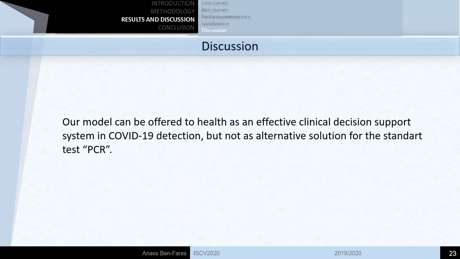So, our model can be offered to the health sector as an effective clinical decision support system for COVID-19 detection, but not as a replacement for the standard PCR test.